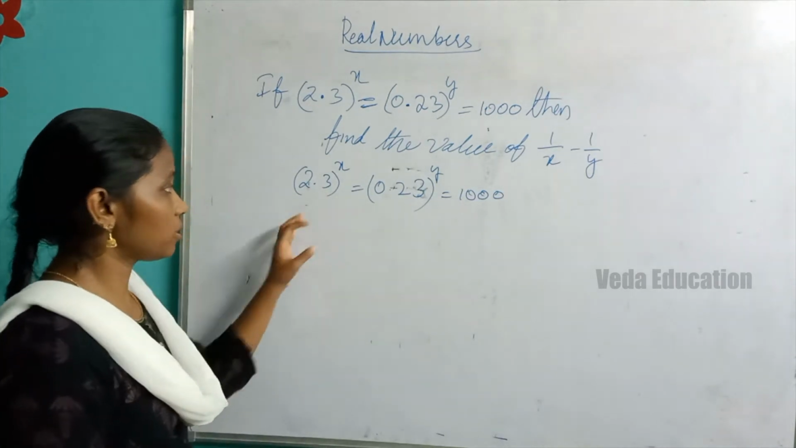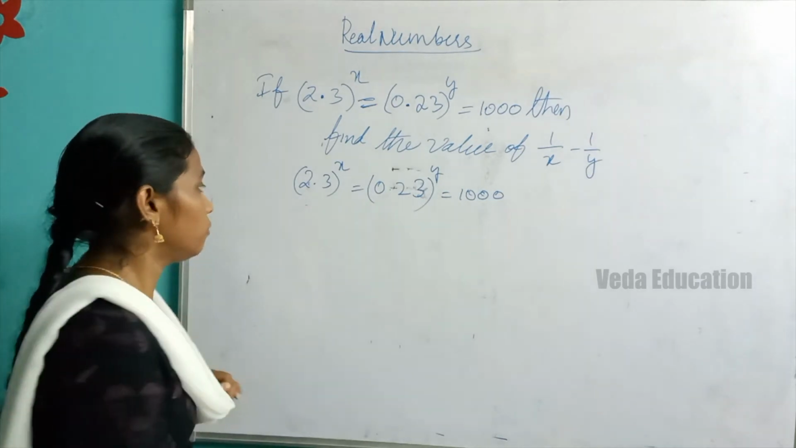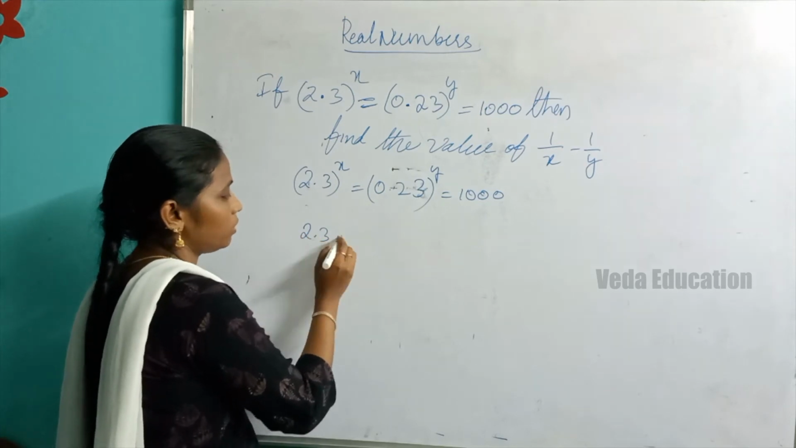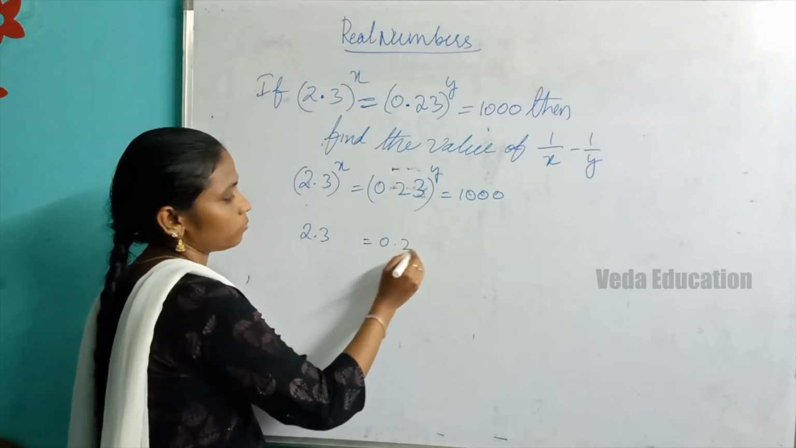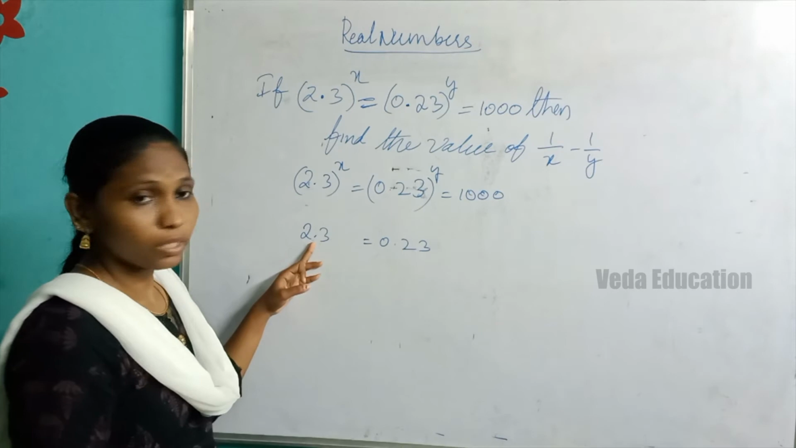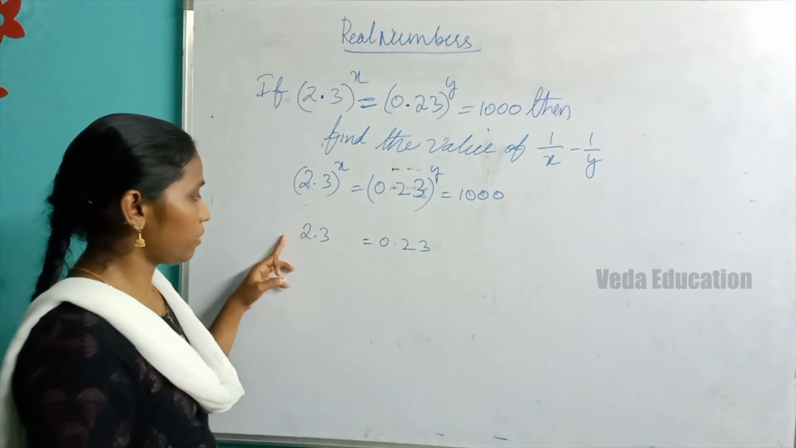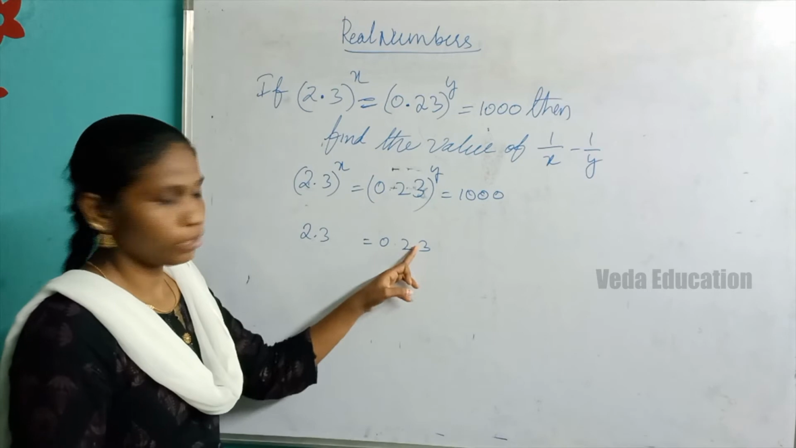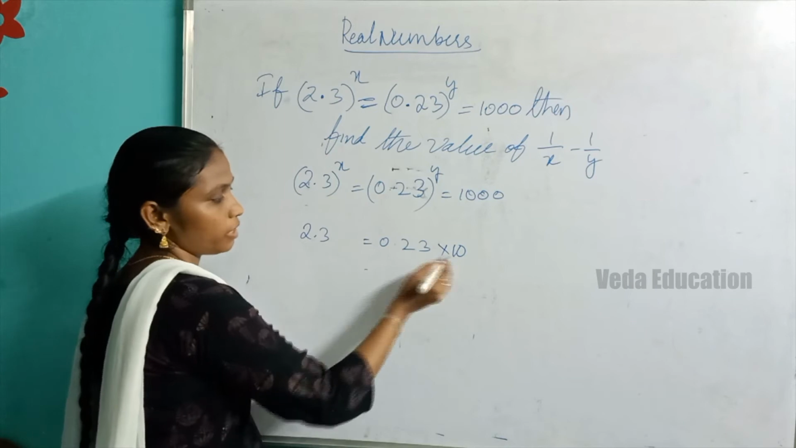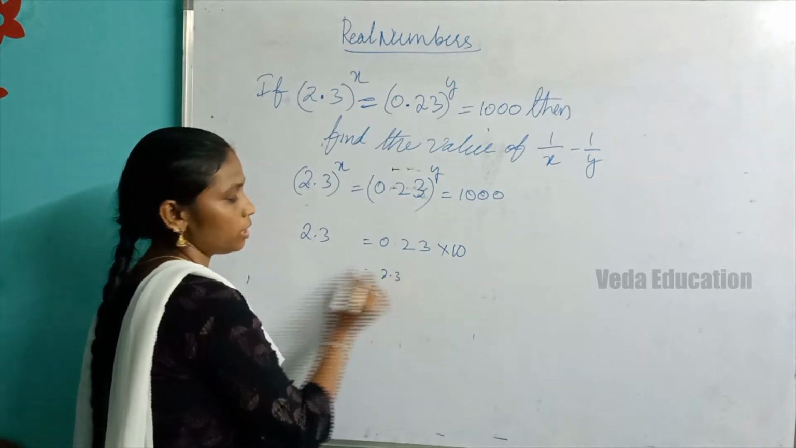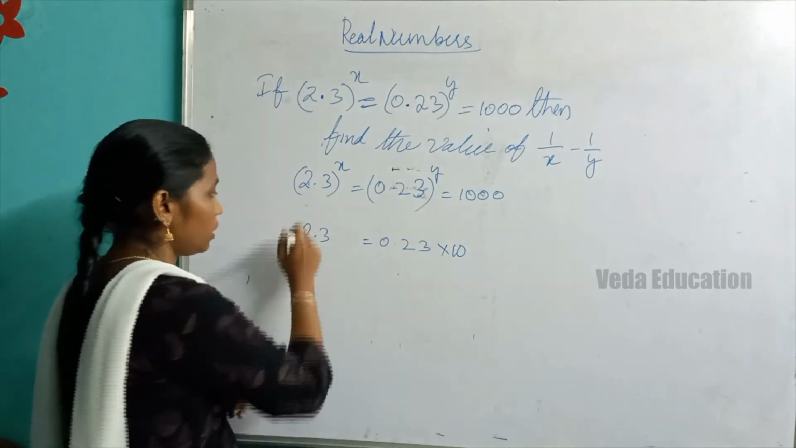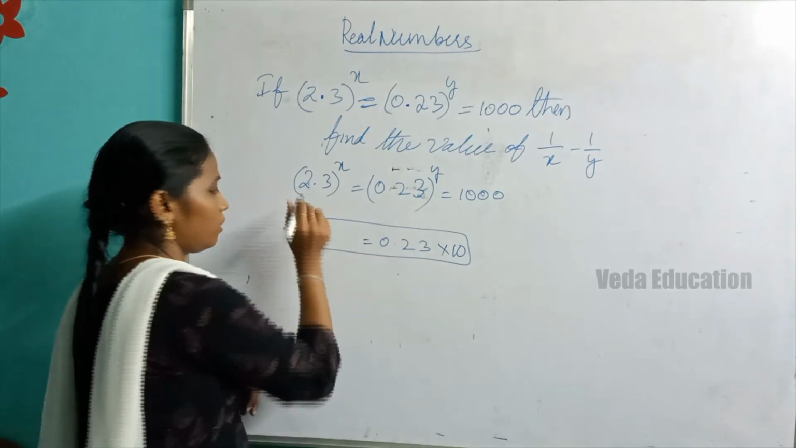Now, before that, which numbers are involved here, and what is the relationship between these two numbers, 2.3 and 0.23? How much must we multiply to get 2.3 from 0.23? Here the decimal point has to move one digit, so you multiply by 10. If you multiply 0.23 by 10, this becomes 2.3. That is the relationship between these two numbers: 2.3 equals 0.23 into 10. Got it, everyone? Remember this in your mind. Okay.